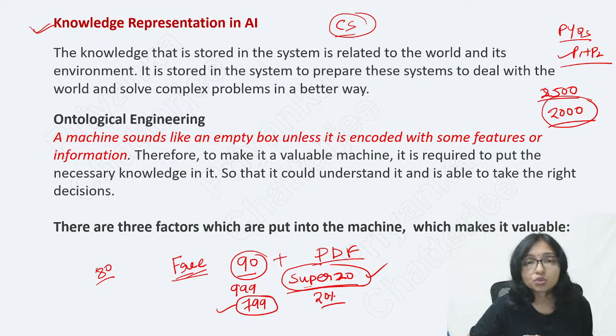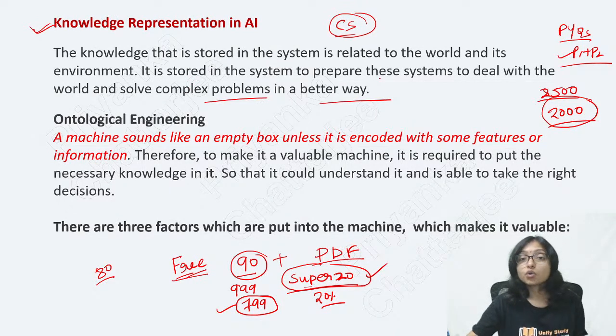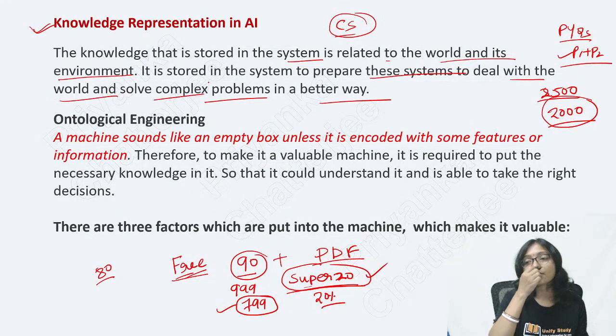Now come to the concept. What is the concept here? Complex problem is the better way. I want to represent the knowledge that I told. Knowledge stored in the system is related to the world, its environment. It is stored in the system to prepare the system to deal with the world and solve the problem. You want to solve the problem.